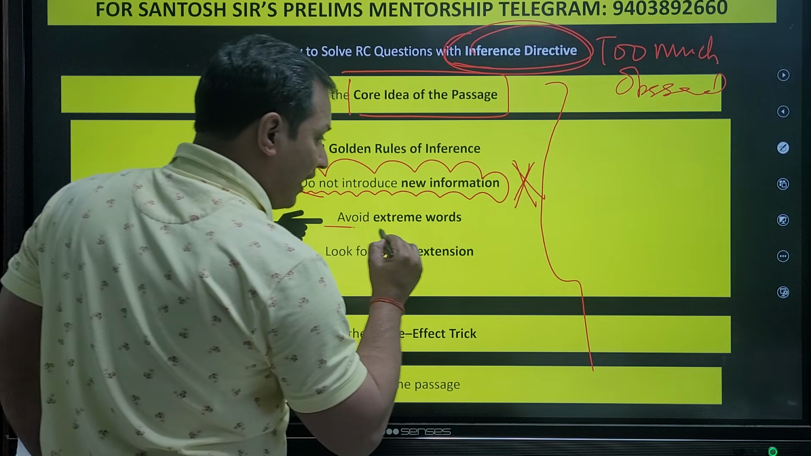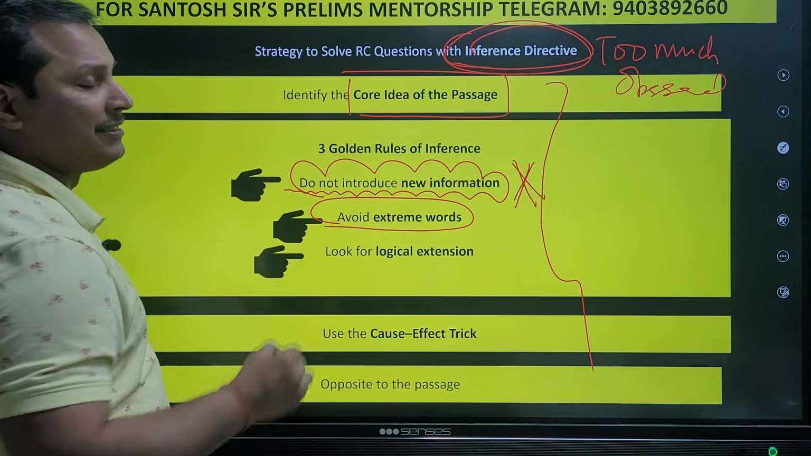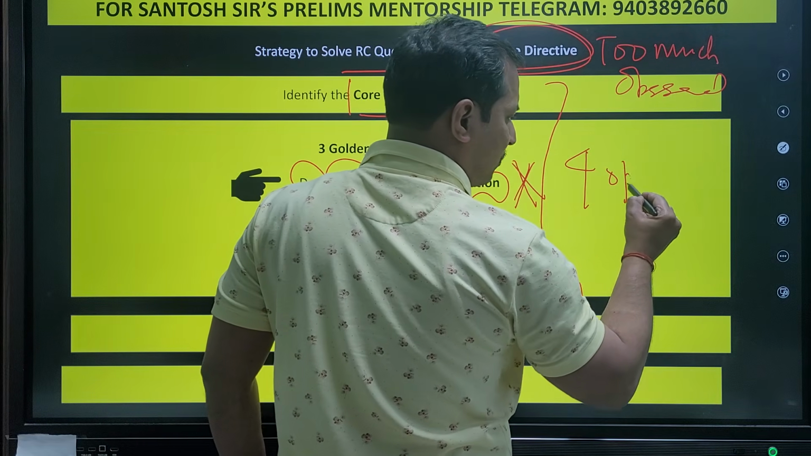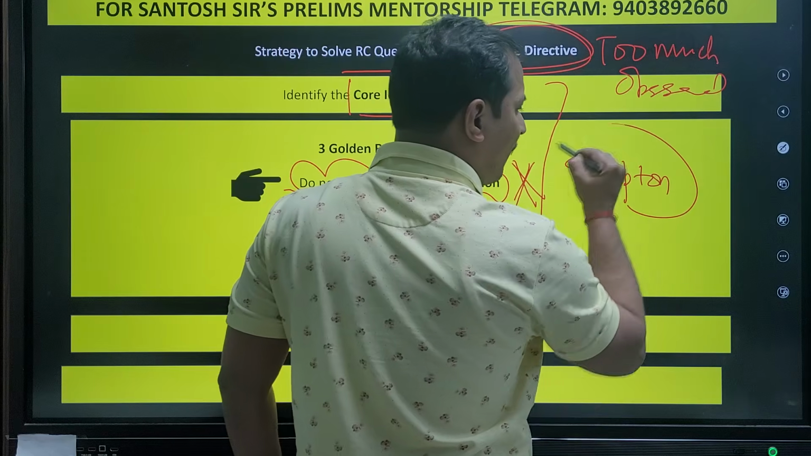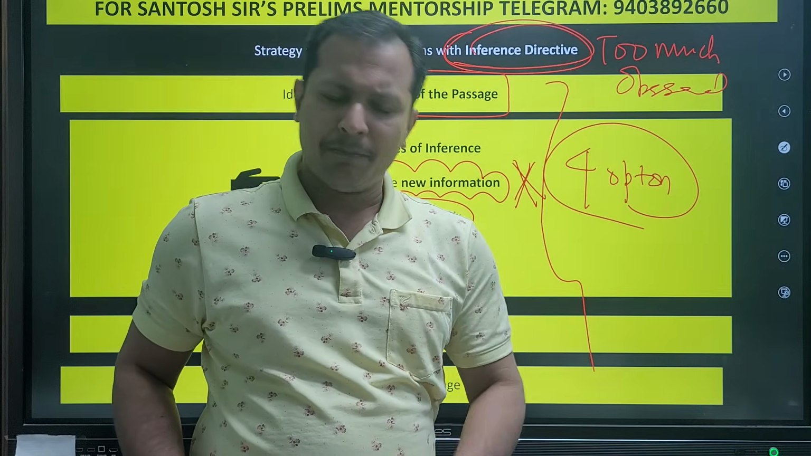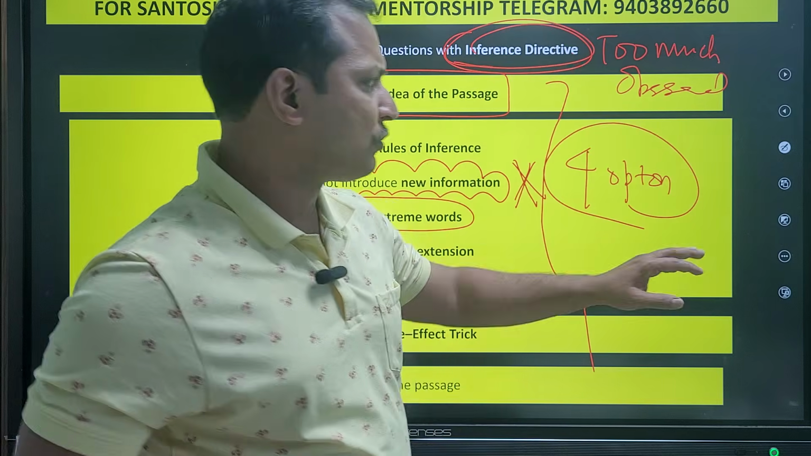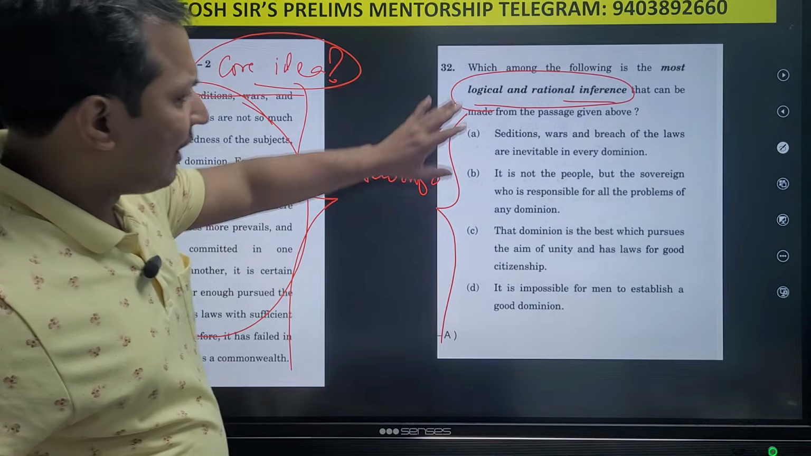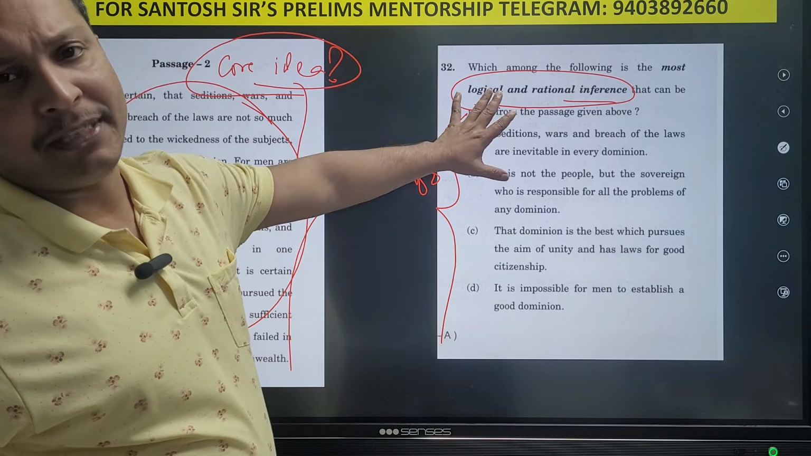Second rule is to avoid extreme words. Guys, in UPSC, out of four options there will always be at least one extreme option. Blindly you can eliminate that. Let me just show you. I'm not going to read this passage. I will just read the four statements and eliminate the extreme statements.